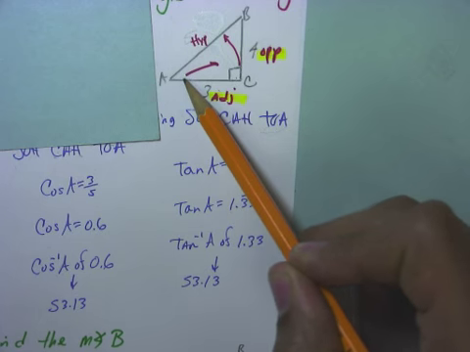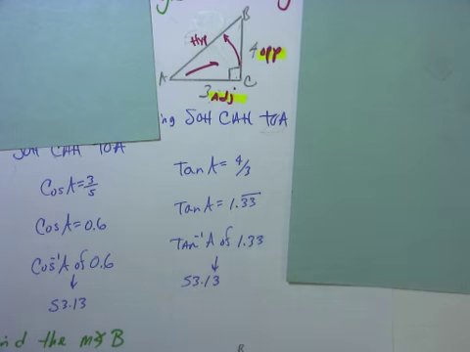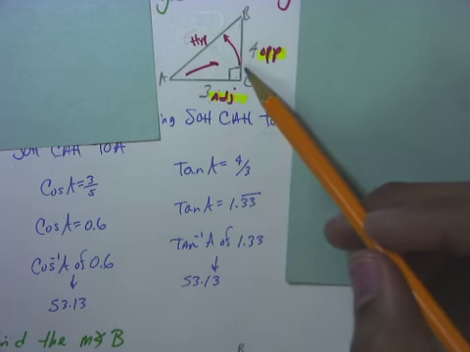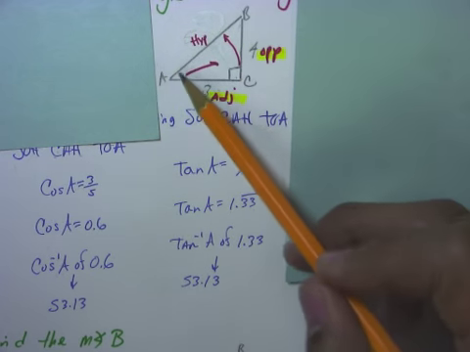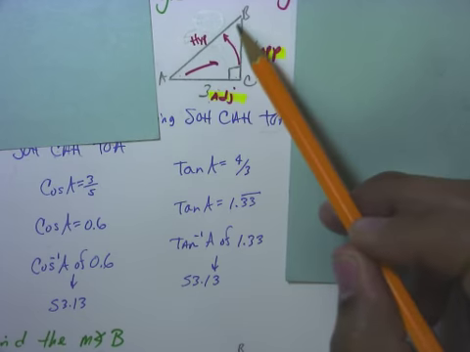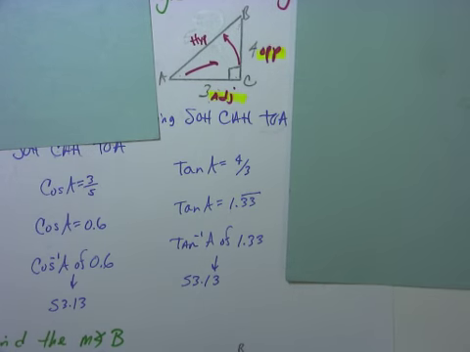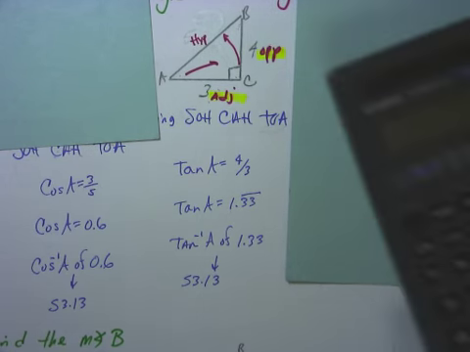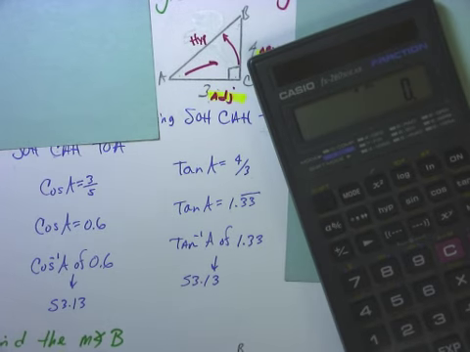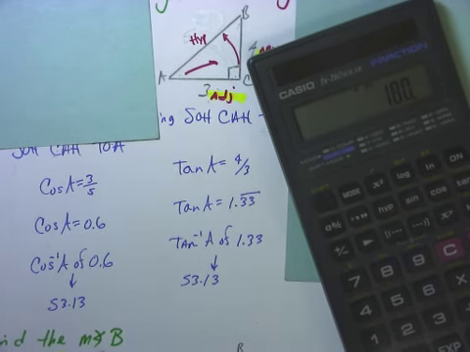Now, let me ask you a question. If this is 90 degrees, and angle A is 53.13 degrees, what's going to be the measure of angle B? See if you can take a second to think about that.